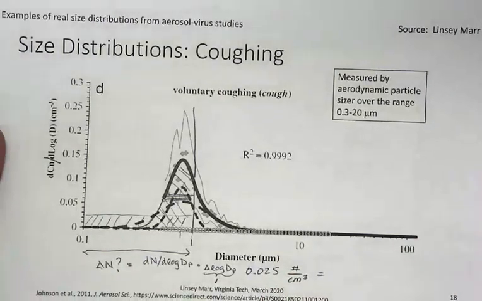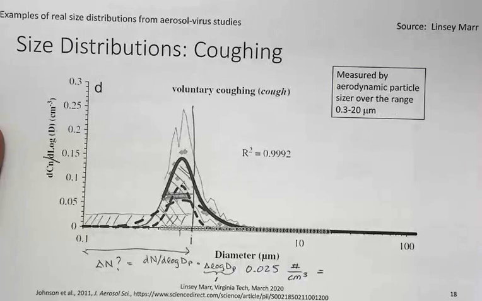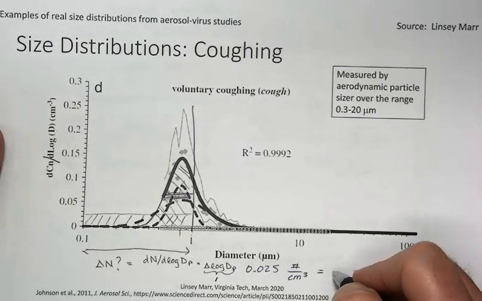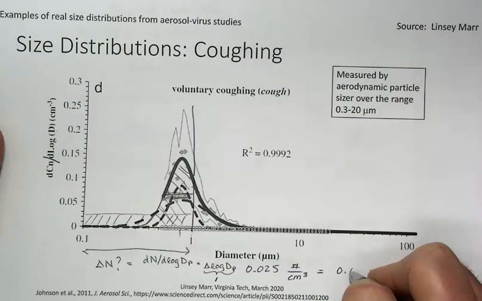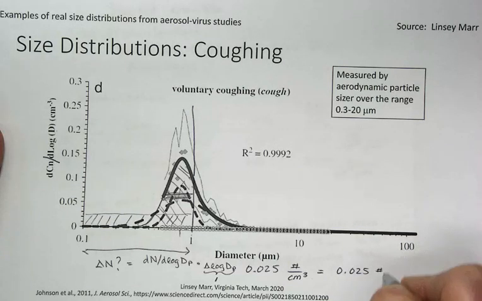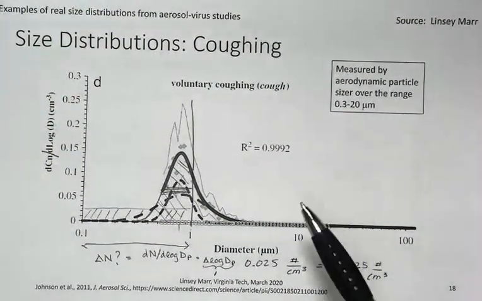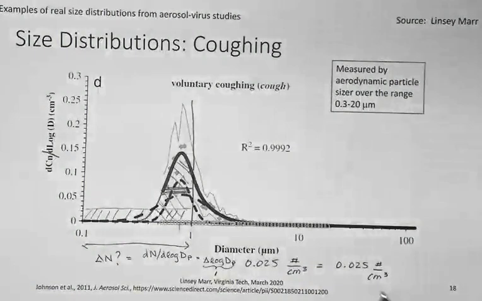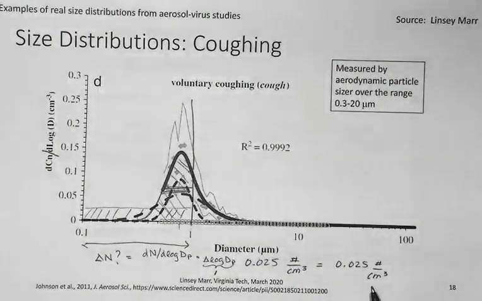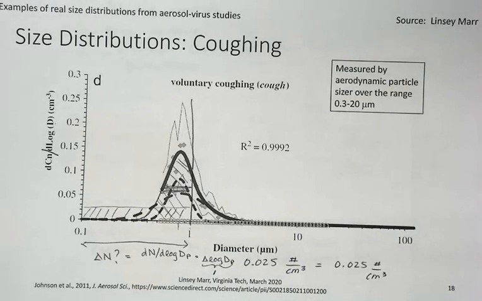Okay, so there we have it. So there would be 0.025 number per cubic centimeter. This is probably per cough. And now we get into what's the dilution volume that they're using. So there we got to get into the actual paper and see more.